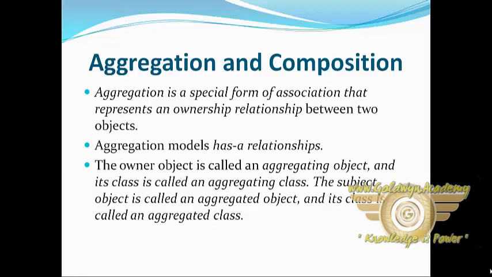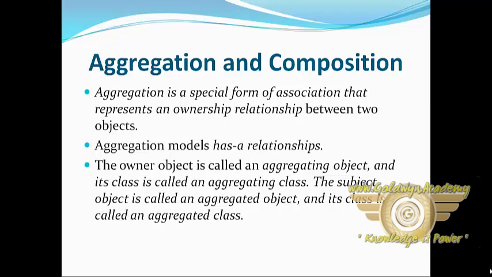Now we see aggregation and composition. Aggregation is a special form of association that represents an ownership relationship between two objects. Aggregation models has-a relationships. The owner object is called an aggregating object and its class is called an aggregating class. The subject object is called an aggregated object and its class is called an aggregated class. An object can be owned by several other aggregating objects.